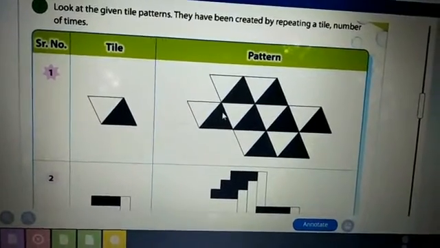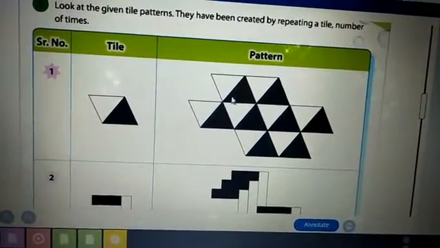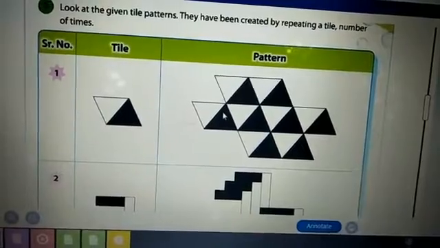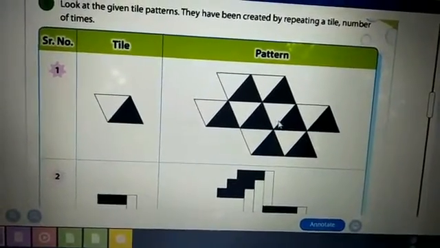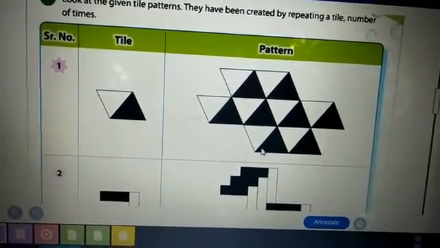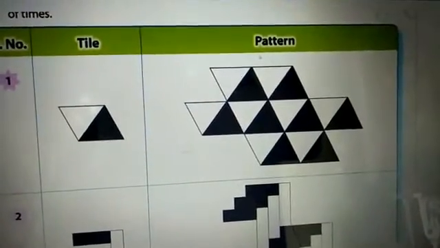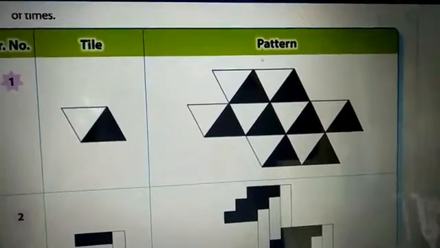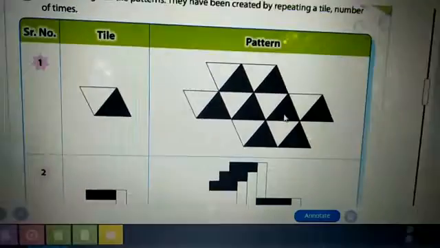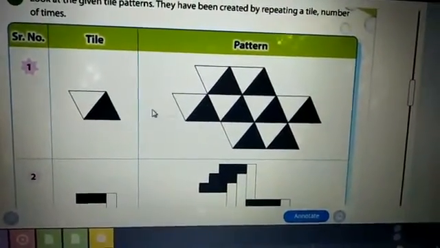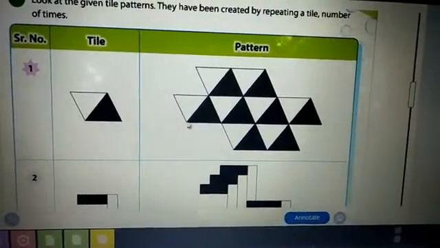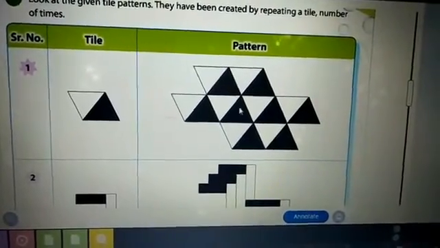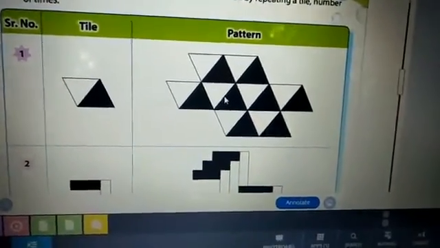How many times did we use this tile? 1, 2, 3, 4, 5, 6, 7, 8. So using 8 tiles, we make this pattern. That means we have to use the same tile and make the new pattern.